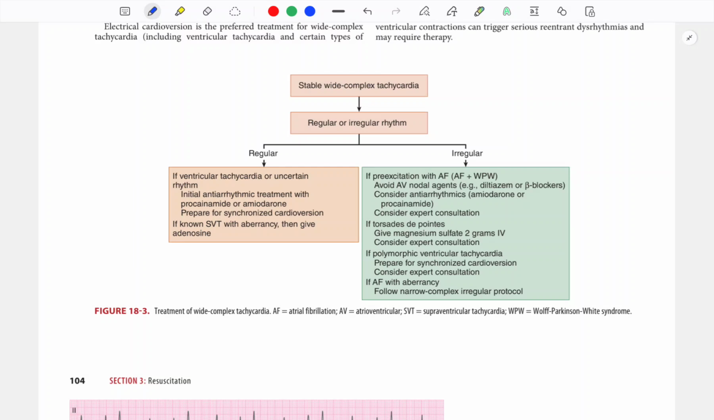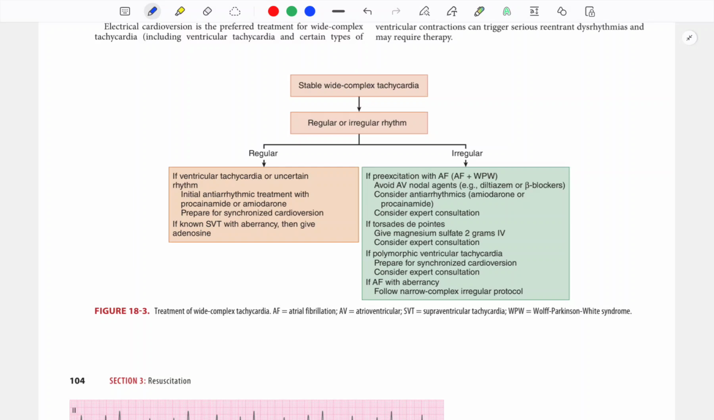20 to 50 mg per minute of procainamide is provided. Procainamide is the drug of choice in stable wide complex tachycardia, but it cannot be used in a structurally abnormal heart. So amiodarone is given blindly if we do not know whether the patient has past CAD, any ischemic heart disease, or some structural heart disease. If we don't know that, it's better to avoid procainamide and proceed with amiodarone.